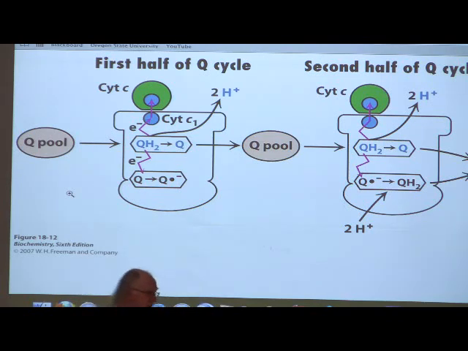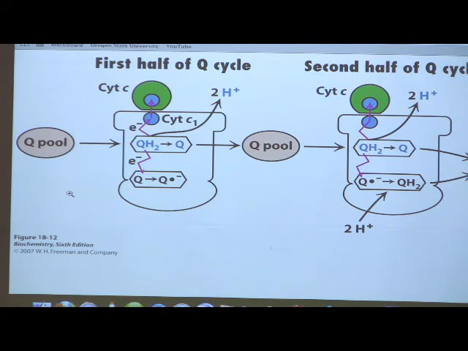Okay. Does this make sense? Shannon? The proton. What's that? The protons. Yep. Protons are being pumped again. So they get pumped in 2 places in the cycle. So the QH2, where do those protons come from?